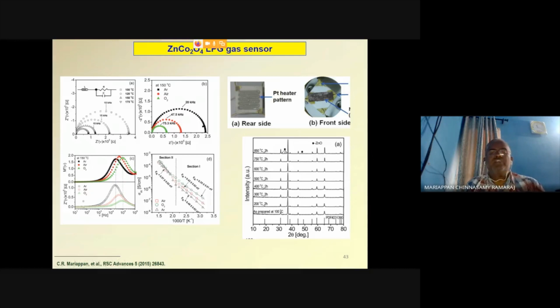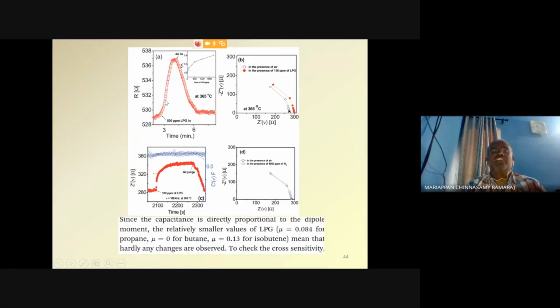Then we studied the sensing property in this temperature region here. So here you can see the change in resistance. This is a DC method, and we have done the AC method also for LPG, but there is a change in the resistance only. In capacitance there is no change, because the capacitance relates to the dielectric constant, or you can say the dipole moment of LPG.